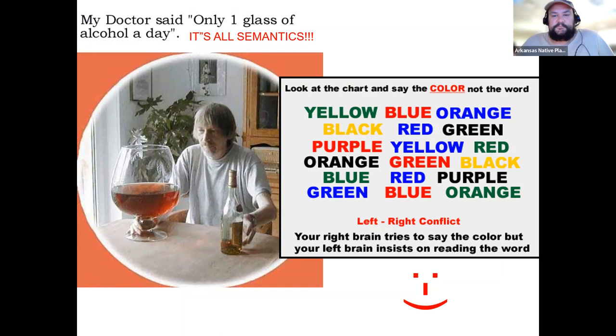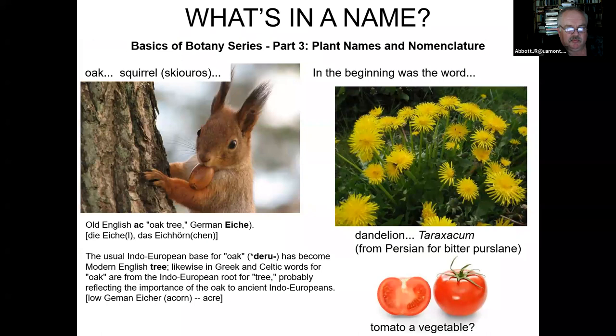Cool. Thanks, Eric. All right. So welcome, everyone. We've been talking about words the last couple of sessions. Basically, what words do we use to talk about vegetative plant features? What words do we use to talk about the reproductive plant features? Tonight's also about words, but in this case, what words do we use to talk about the plants themselves, the groups of plants themselves, and what's some of the stuff that goes into the names that we use?